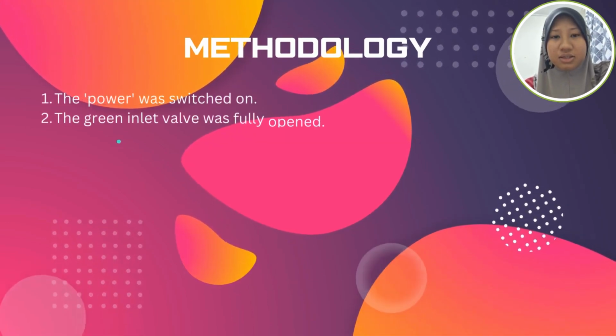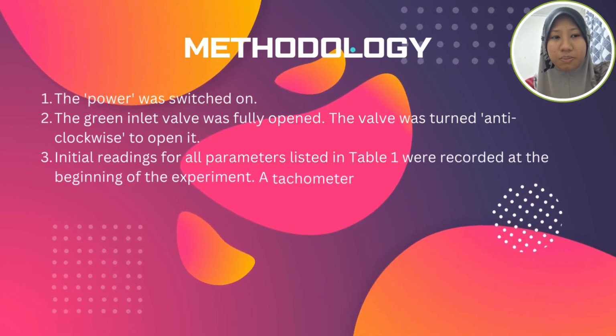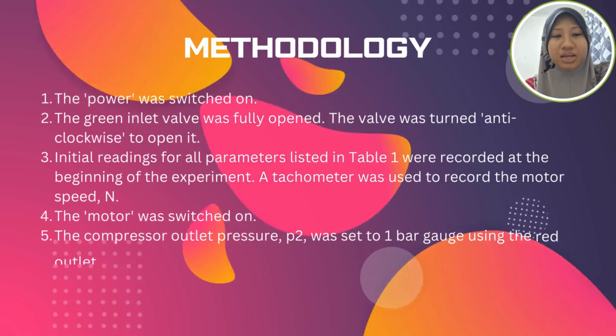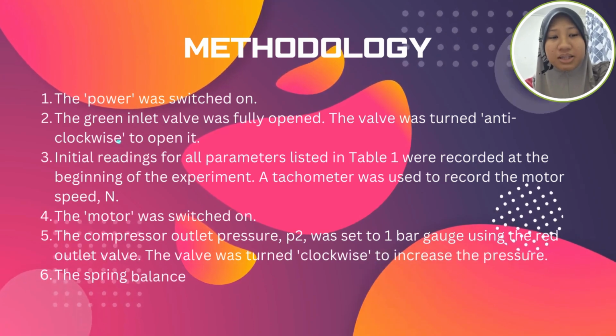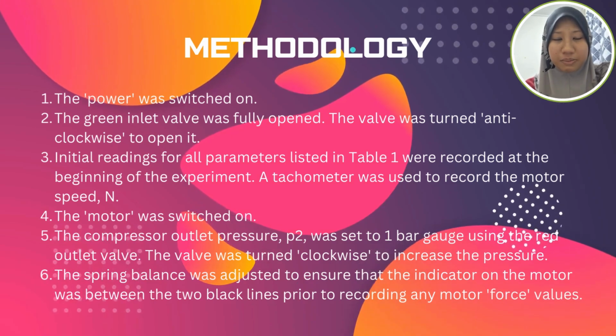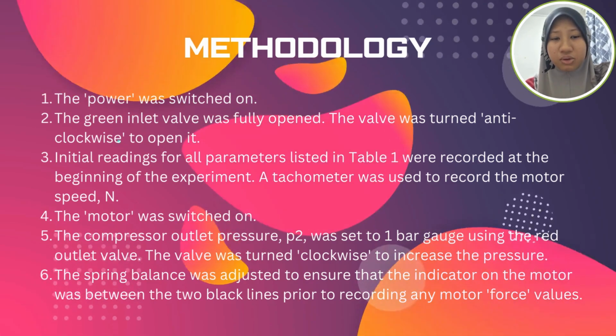Methodology. First, the power was switched on. The green inlet valve was fully opened. The valve was turned anti-clockwise to open it. Initial readings for all parameters listed in Table 1 were recorded at the beginning of the experiment. The tachometer was used to record the motor speed, N.